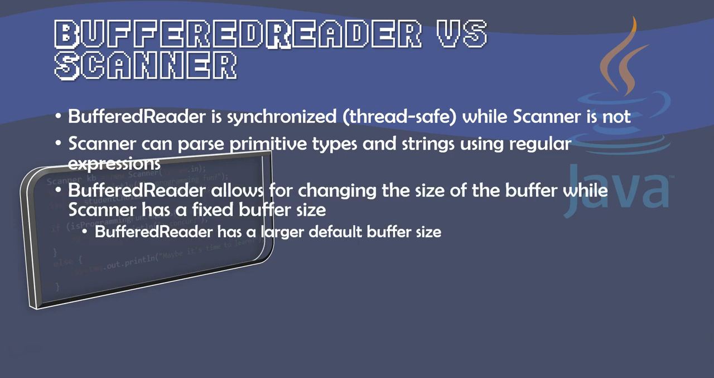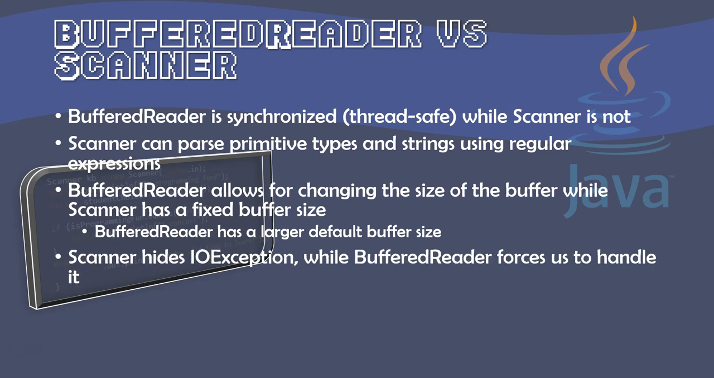BufferedReader also allows you to change the size of the buffer, so the allocation of memory, while the Scanner class actually has a fixed buffer size. And the BufferedReader, by default, actually has a larger buffer size for dealing with things that you're trying to pass through. Scanner also hides IOException, while the BufferedReader actually forces us to handle it. You have to have that exception set up in your BufferedReader class.